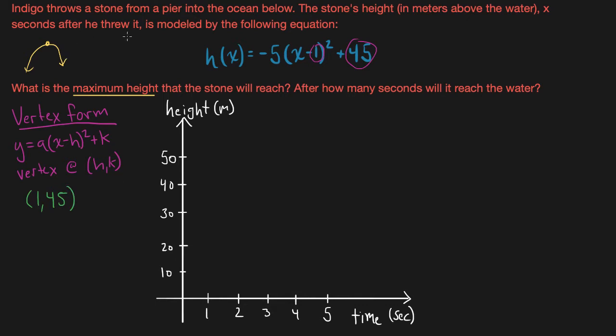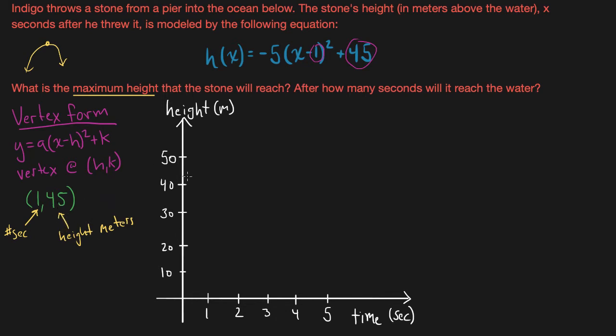And so if we remember that time is measured in seconds and that the variable x represents time, then we know that this is the number of seconds. So 1 second after throwing the stone is when it reaches its maximum height. And this right here is the maximum height itself. This is the height in, let's see, was it meters or feet? In meters. This is the height in meters above the water that the stone reached at its vertex.